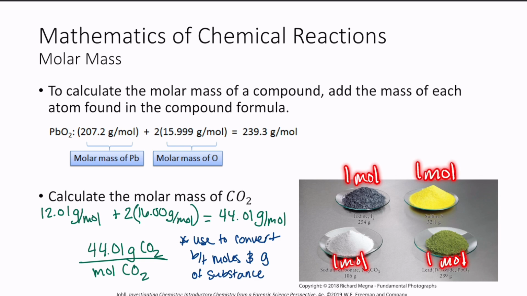So when we're talking about moles of substances, we can compare two different substances. We cannot compare the mass of two different substances because each one of these moles has a different mass. So I can't compare the mass of iodine with the mass of sulfur because they're not equal. However, this is 1 mole of iodine and 1 mole of sulfur.